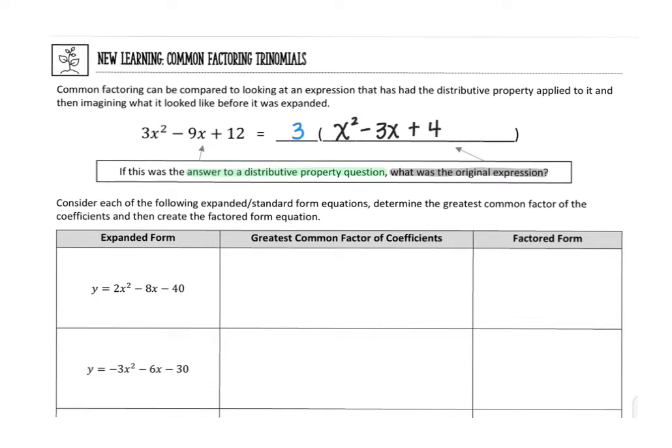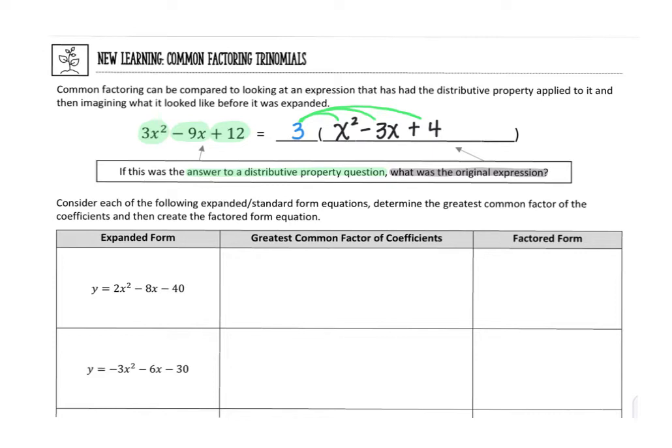We can check our answer by doing the distributive property to it. So 3 times x squared would give us 3x squared, and 3 times minus 3x would give us minus 9x, and 3 times 4 would give us 12. And this matches our original expression, so we know we've done the factoring correctly.